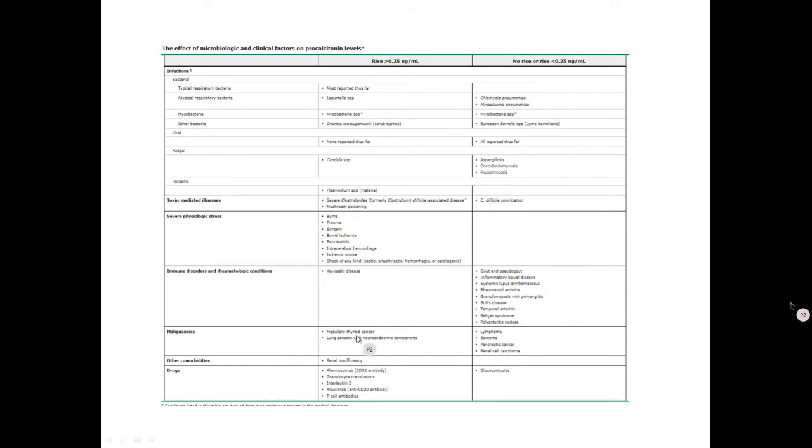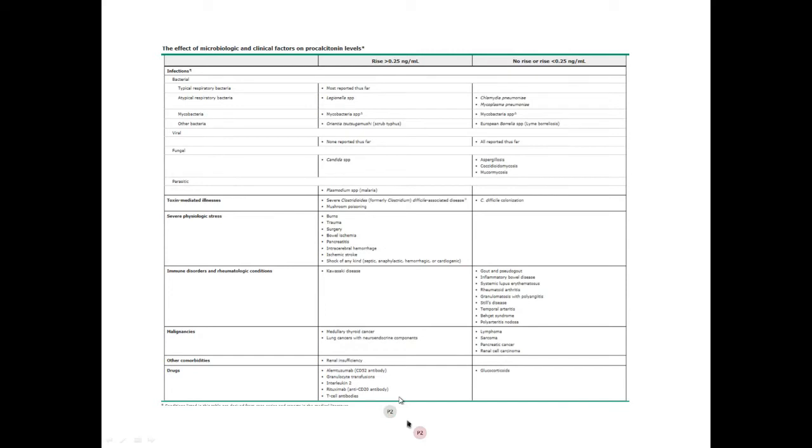Malignancies, especially thyroid cancer, and that's not surprising. Lung cancer, also those with neuroendocrine features, can lead to elevation of the procalcitonin. Other cancers like lymphoma, sarcoma, pancreatic cancer, and renal cell carcinoma can lead to a mild rise in the procalcitonin also. And medications. And this is important because when somebody is on steroids, that can lead to a mild elevation in the procalcitonin. And certain TNF inhibitors, interleukin-2, rituximab, and T-cell antibodies can lead to a rise significantly above 0.25.